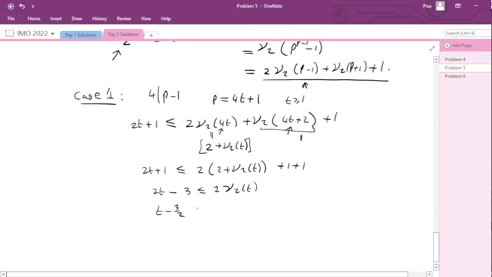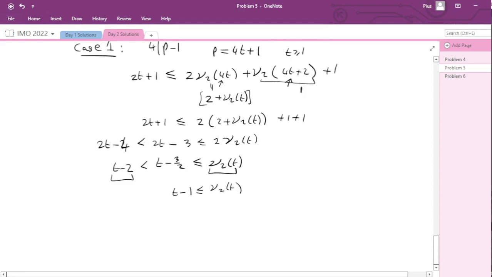We can divide by 2. And then we can now take the floor of this. So we see that, because we can look at this a bit more efficiently, let's say this is strictly greater than 2T minus 4. So this is greater than T minus 2. So since this is strictly greater than T minus 2, it means that as integers it is at least T minus 1. Okay. So this means that the power of 2 in T is at least T minus 1.